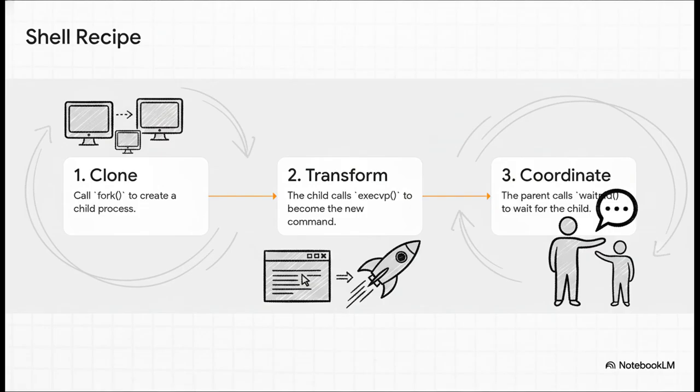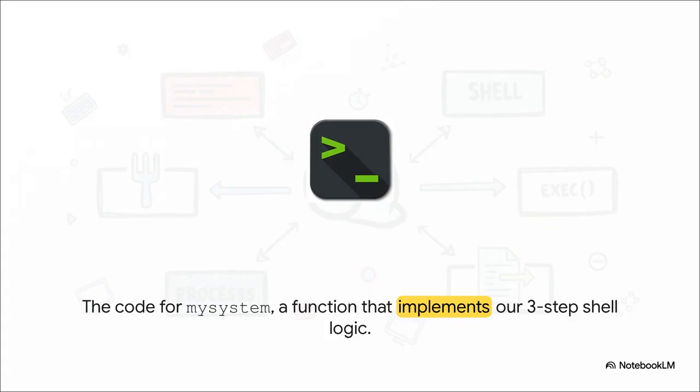Step 1, the shell clones itself. Step 2, that new child process immediately transforms into the command you actually wanted to run. And step 3, the original shell, the parent, just coordinates. It waits patiently for that command to finish before it gives you a new prompt. And here it is, right here in actual C code. You can see it clear as day.